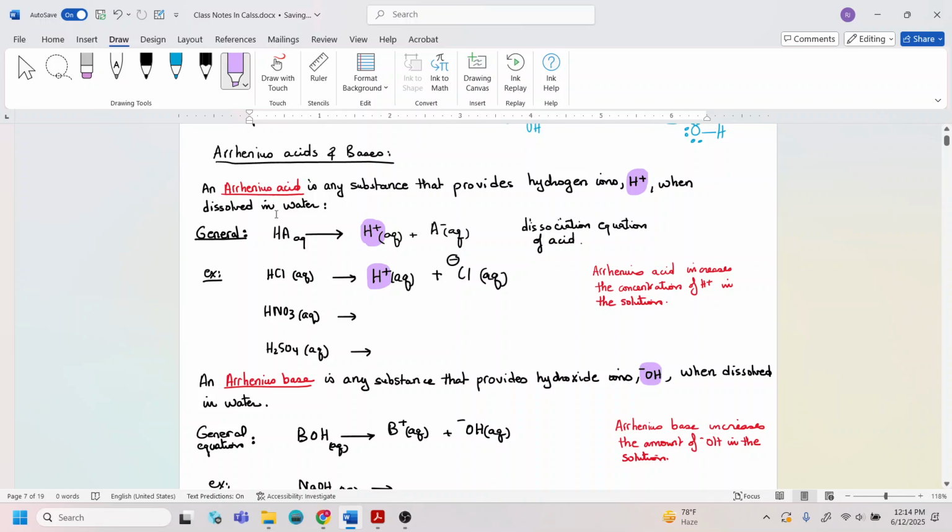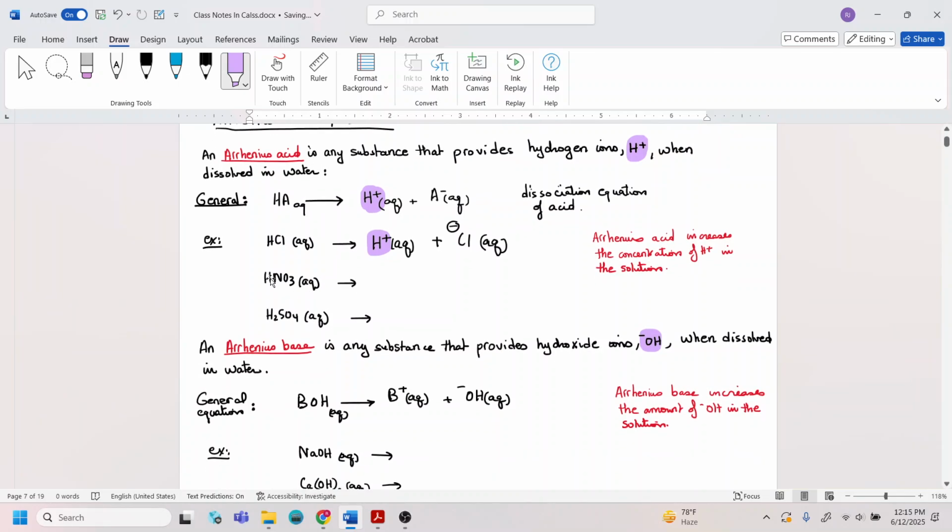So any Arrhenius acid will dissociate into hydrogen ions, or protons, making the solution acidic, and the dissociation is going to be based on the strength of the acid. If the acid is strong, all HA will dissociate into its individual ions. If the acid is weak, then some of the HA will dissociate into ions and the rest will remain undissociated. We'll have an example of that.